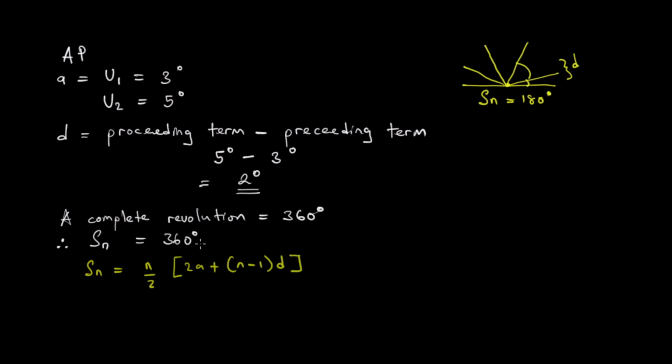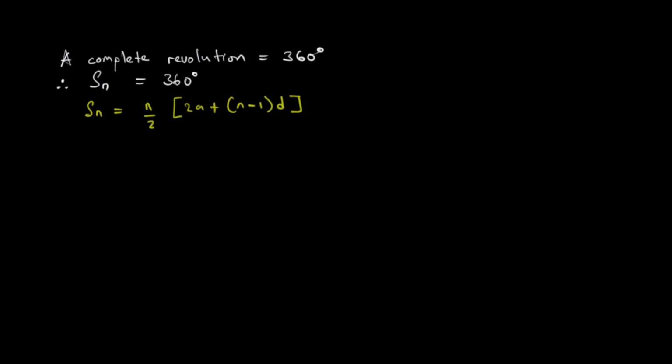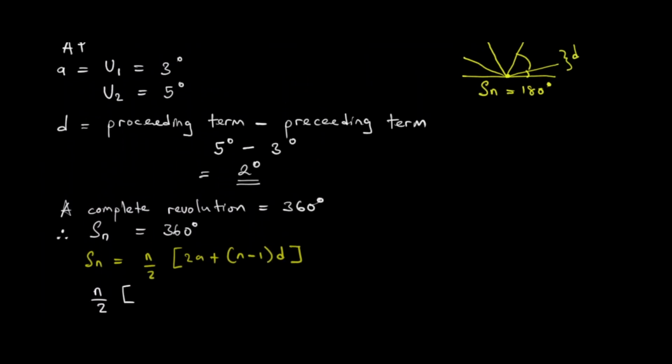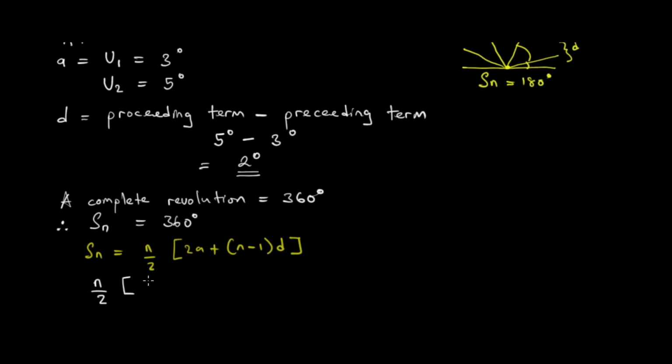And in our case manje kana takuiapply, sum of n, tinonyora kuti n over 2 multiplying, tiri kutsvaga n, and tobva tati a tinoziva kuti ndi tatoudzwa kuti ndi 3. Saka panapa inenge iri n over 2 multiplying 2 times 3 plus n minus 1, common difference taicalculate tikaona kuti ndi 2, like this.